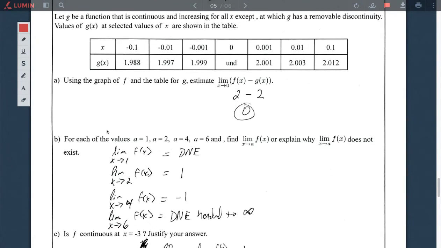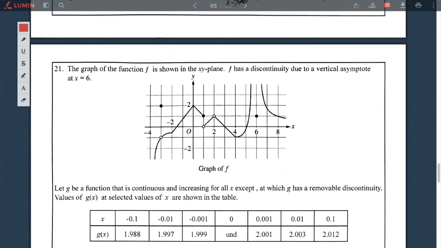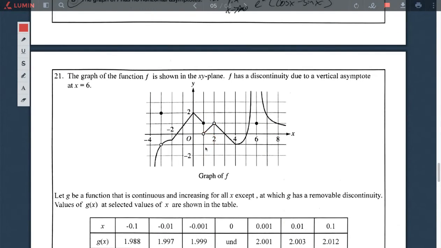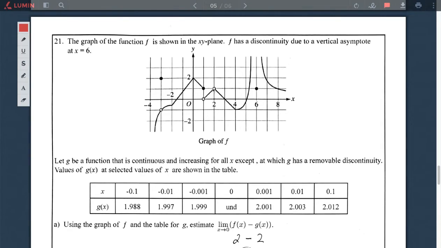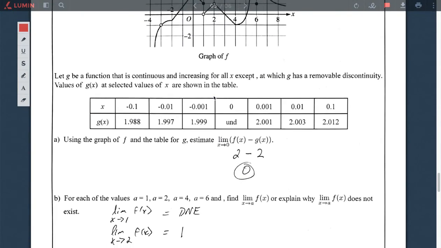Then we want, for each value, 1, 2, 4, and 6, the limit of f of x for each one of those. So 1 is right here. Notice from the left, we're here. From the right, we're here. So that one's D and E. Next one is 2. 2 is right here. From the left, we're going there. From the right, we're going there. We're both going to 1, so my limit is 1. Remember, it does not matter on limits whether or not there's an open or closed circle or whether or not there's a circle at all. It just matters that you're going to the same spot.